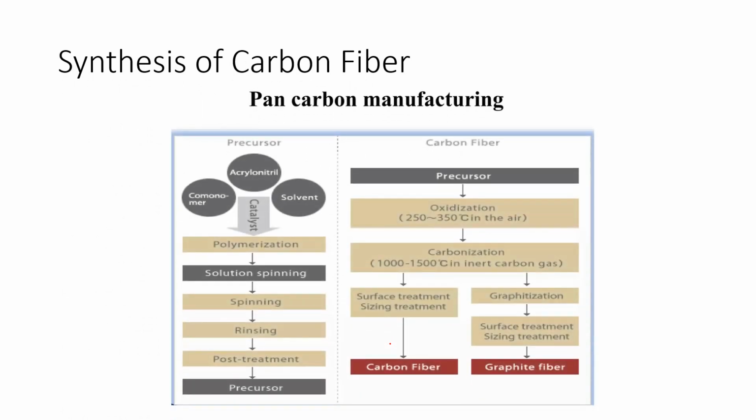After we get the precursor by the appropriate method, that is polymerization, then spinning, then rinsing, and after post treatment, we get the complete precursor of the carbon fiber, that is the PAN based or pitch based. After getting the precursor, it is oxidized in air, followed by carbonization, followed by surface treatment and sizing treatment, and we get the carbon fiber. And there is one more step: by graphitization we get the graphite fiber, or you can say the graphitic fiber.